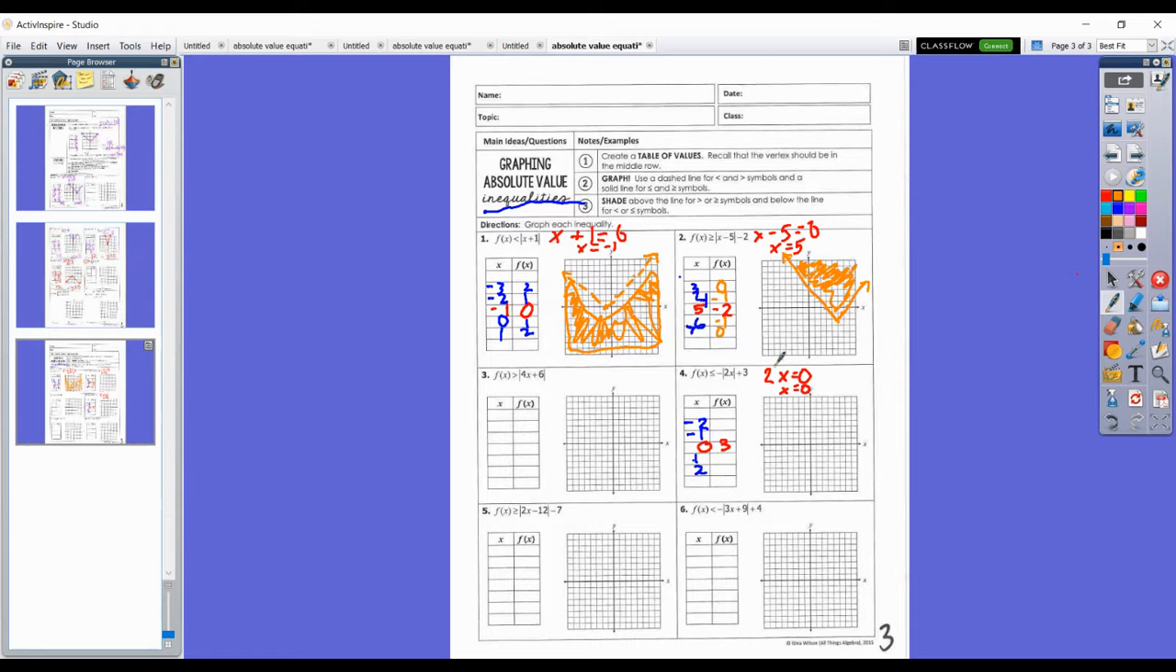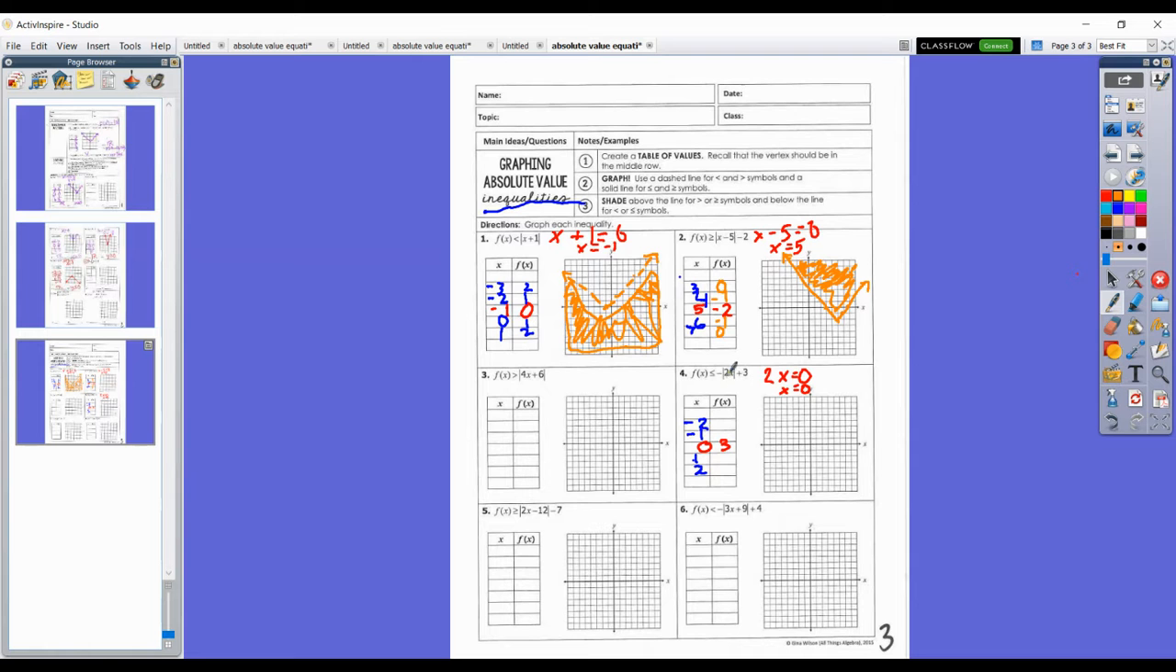Okay. I wanted to show you this one, number 4, and that'll be it. Even though these look more challenging, they're all kind of the same idea as what we've been doing. So 2x equals 0, so x equals 0 for my vertex. Plug that in, I get a 3. And then let's plug in the surrounding values. So I have -1 and -2 and 1 and 2.